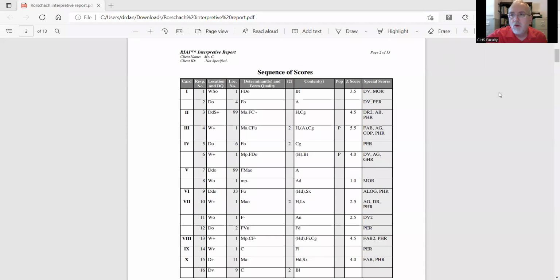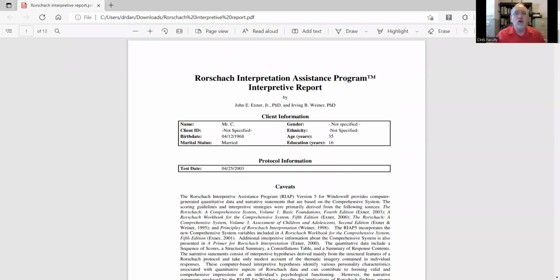But maybe rather than try to explain it so much, let me, if you will excuse me 1 second here. Okay, I'm going to share my screen, and here's what I'm going to share here. Okay, so you will see what I'm sharing with you is an interpretive report of the Rorschach system.